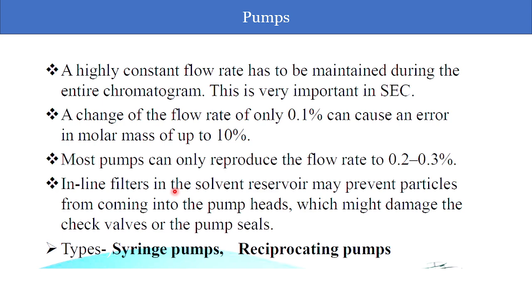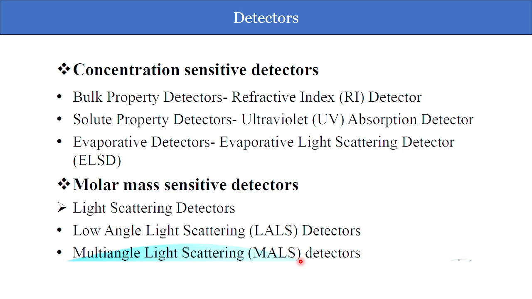Now we also use inline filters in the solvent reservoir to prevent any particles, or air bubbles, from coming into the pump heads. Otherwise it might damage the valves and the pump seals, and then the pump stops, because usually this is a very sensitive instrument, and even a small air bubble or a particle can interfere not only with your experiment, rather it also damages the beads. So we use syringe pumps or reciprocating pumps.